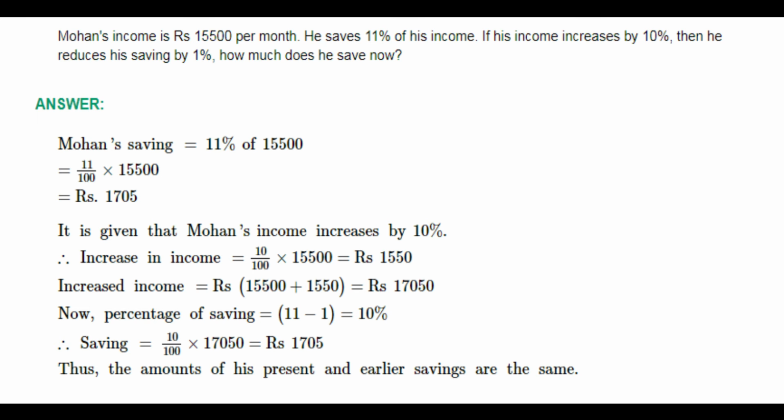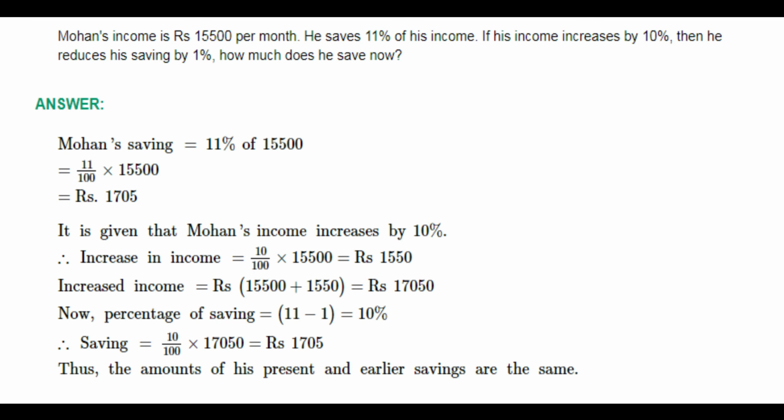Now if his income is increased by 10%, how much is the income increasing? That is 10% of his total income, that is 15500. So how much is it increased? 1550. So now how much is the total income after the increment? 15500 plus 1550, that is 17050. Now in the sum his savings is reduced by 1%.